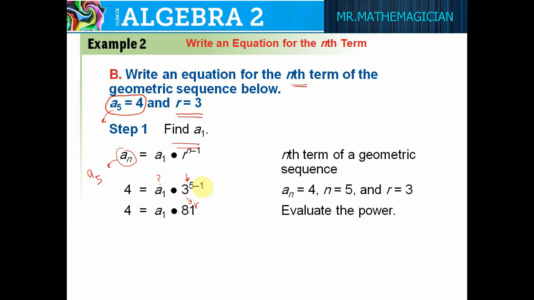So now 5 minus 1 is 4, and 3 to the power of 4 will give you 81. Now divide by 81 for both sides. So a1 equals 4 over 81.